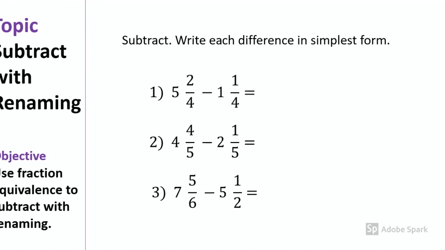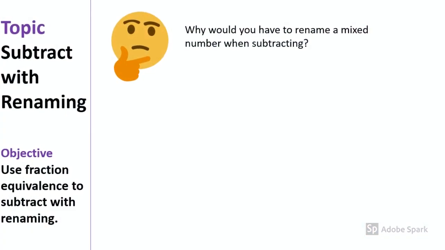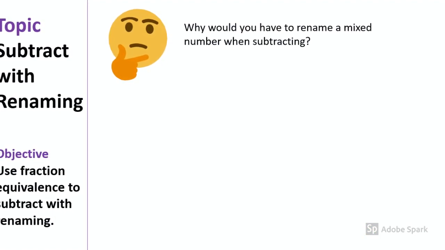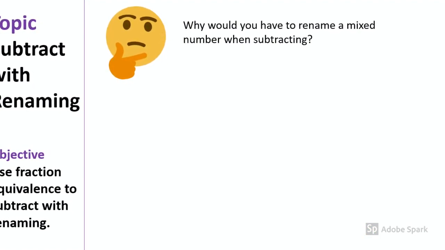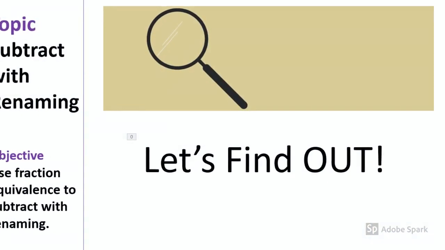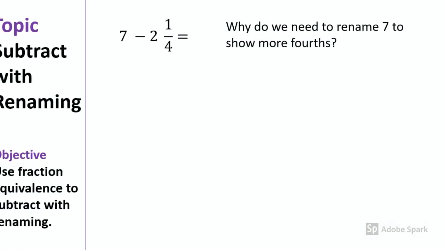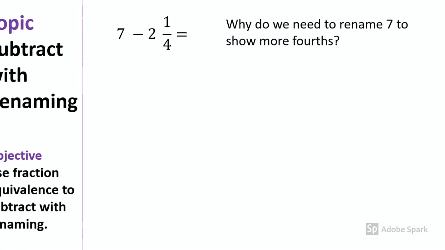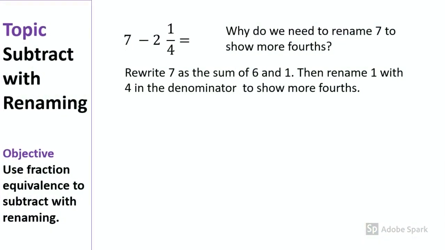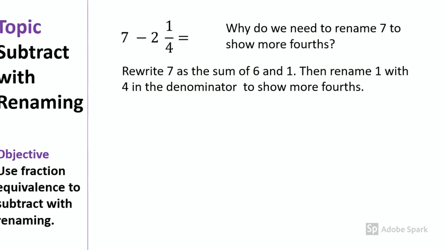Now, I want you to work and practice on these numbers. But our topic is subtract with renaming. Why would you have to rename a mixed number when subtracting? Let's find out. Let's work on 7 minus 2 and 1/4. Why do we need to rename 7 to show more fourths? It's because you cannot subtract 1/4 from 0/4.